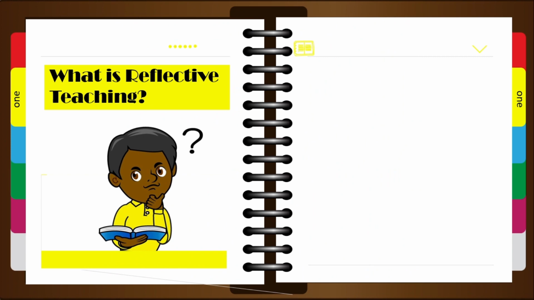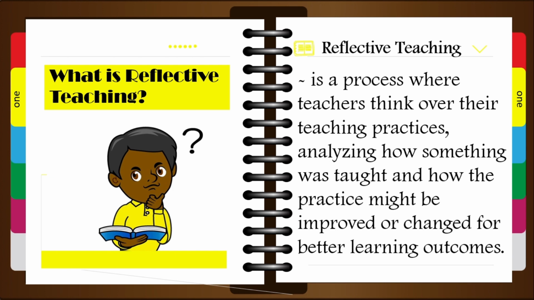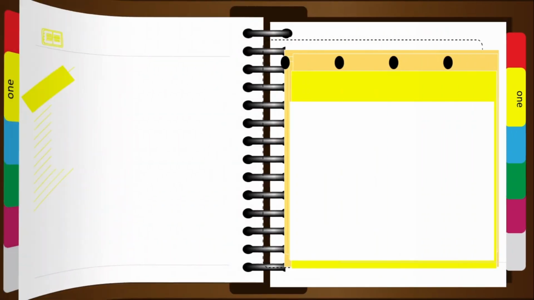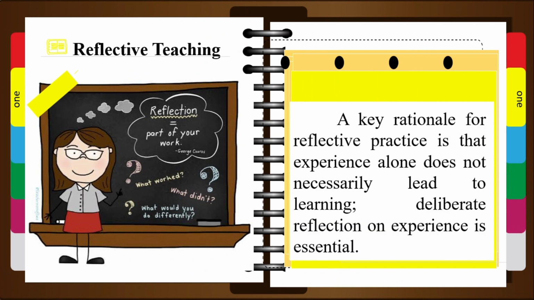So what is reflective teaching? Reflective teaching is a process where teachers think over their teaching practices, analyzing how something was taught and how the practice might be improved or changed for better learning outcomes. A key rationale for reflective practice is that experience alone does not necessarily lead to learning. Deliberate reflection on experience is essential.